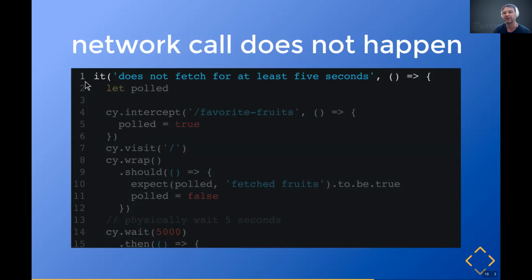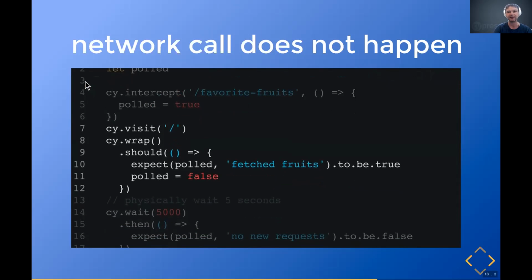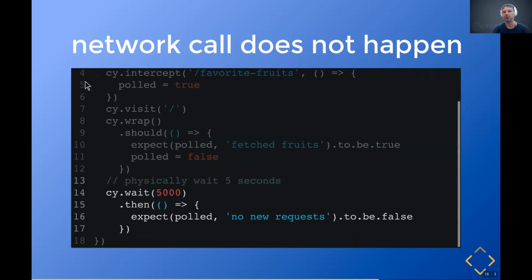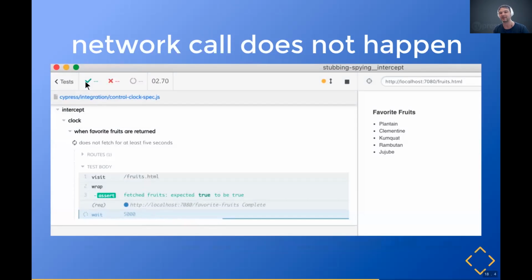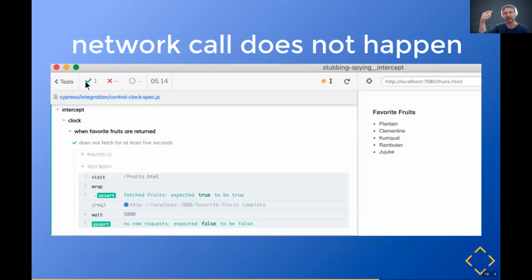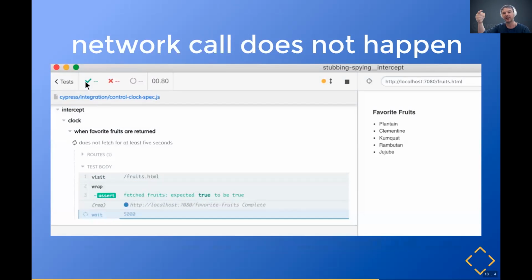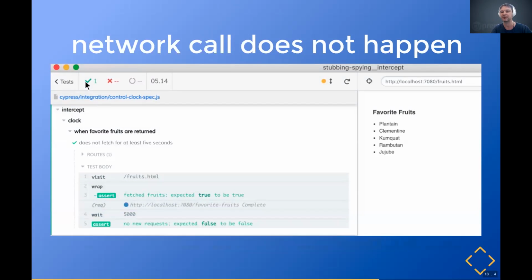You can set a local variable, say polled, and then when you intercept, set polled to true. So on the first request, it will set polled. You can visit your page and then say polled should be true. Wait 5 seconds and then check again. Okay, so in 5 seconds, no requests have happened. Great. This test is passing. I'm confirming that we're doing an AJAX call once, polled is true, but then 5 seconds later, nothing has changed. The application is not doing any request.